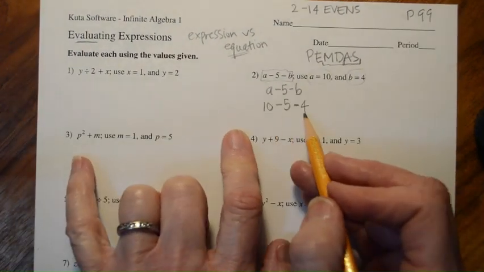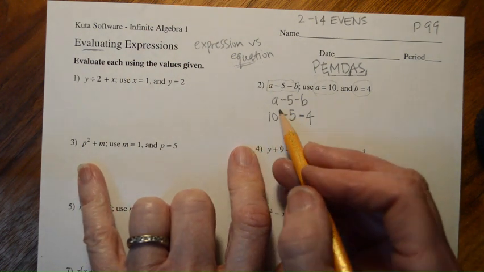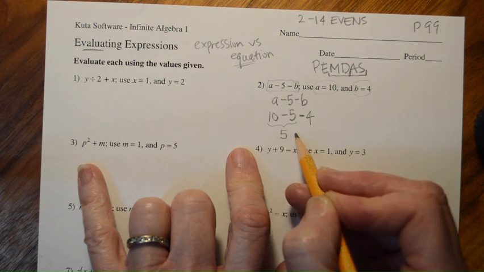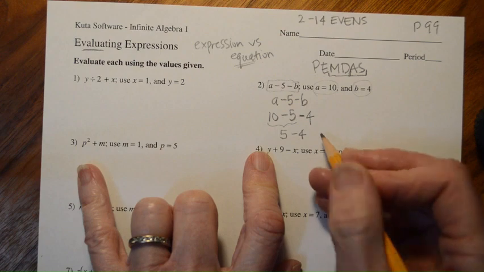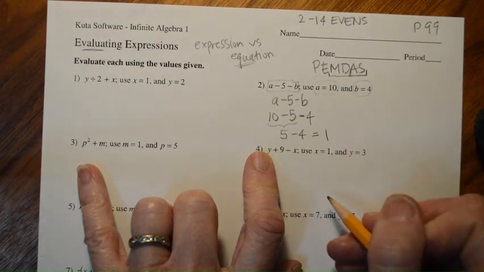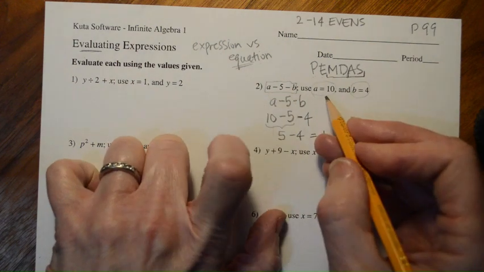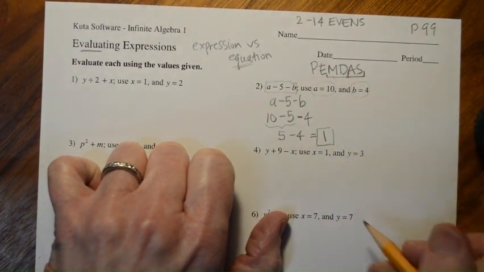So here, we're kind of lucky. We only have subtraction, and so we're just going to go left to right. So it's going to ask us to do 10 minus 5 first, which is going to be 5. Bring down that minus 4, and then 5 minus 4 is 1. So when we evaluated a minus 5 minus b with a as 10 and b as 4, we got 1.